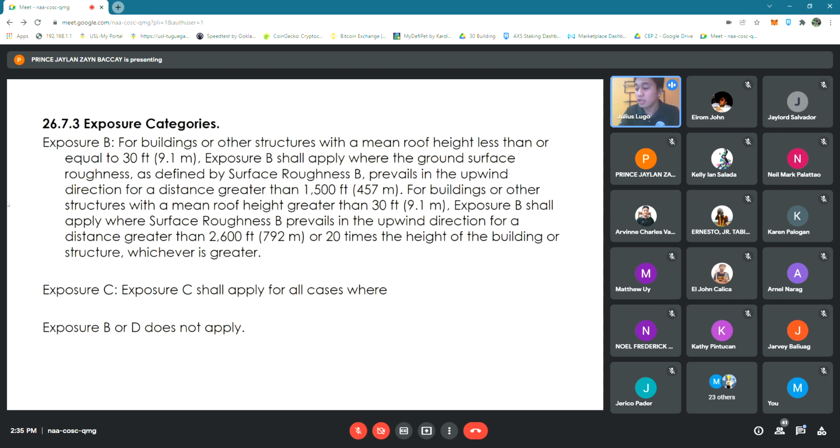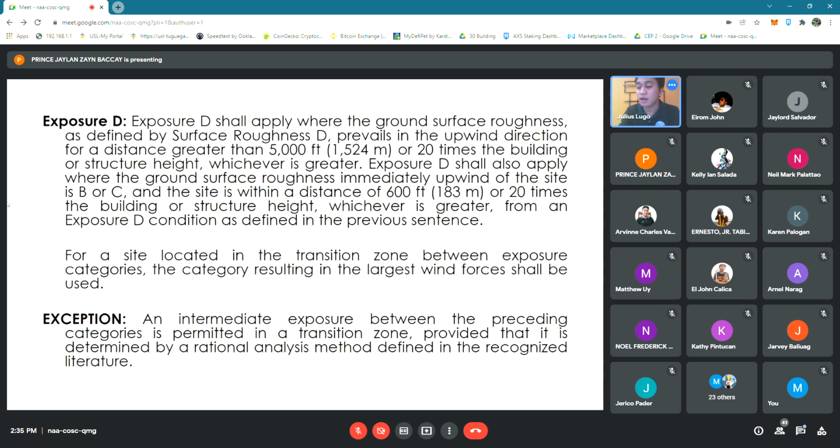So, it means that, to simplify, exposure C applies only to surface roughness categories under C. Okay? So, surface roughness B will just be paired with exposure B, and then exposure C naman will just be paired with exposure C. Okay? So, yun, yung mga exposures natin.